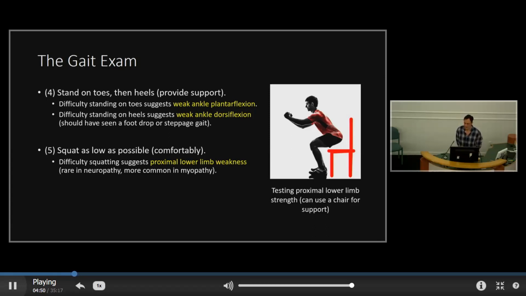So if the person has difficulty squatting, and again, you have to tailor it for a number of factors, their muscle mass, their age, and so on, then it could be supportive of a myopathy diagnosis. Myopathy is generally the condition that gives you difficulty squatting more than any other. Okay, so that's a quick run through the gait exam.